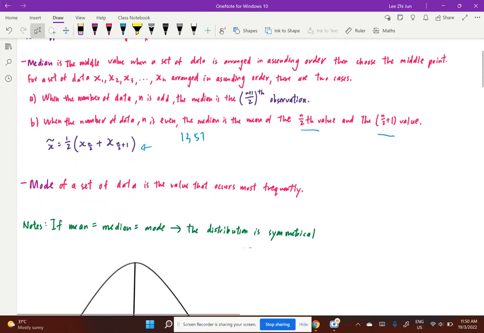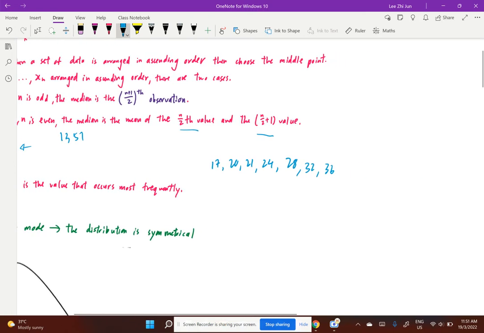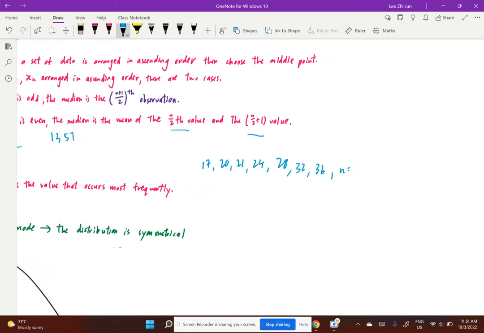Median of all the data. For example, I use this: 17, 20, 21, 24, 28, 32, 36. For this data, the number is 7. There are 7 numbers, so the median will be the middle observation, which is 24.